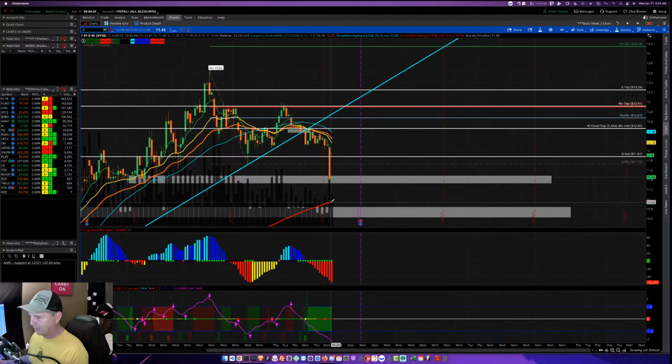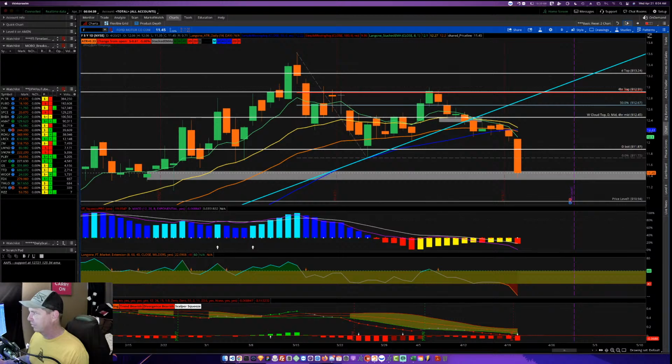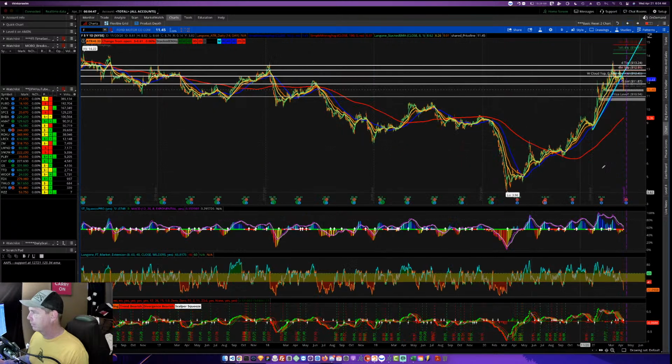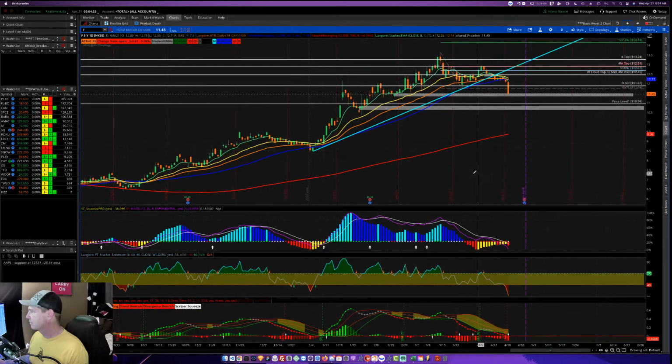The 200 4-hour SMA is right at $11. So I'm going to call support 11. Break of that 11, and we really don't have anything else holding us up until the 200 SMA on the daily, which is down here at 950, 937. Gotta maintain that. If not, we're going to fall quite a ways.